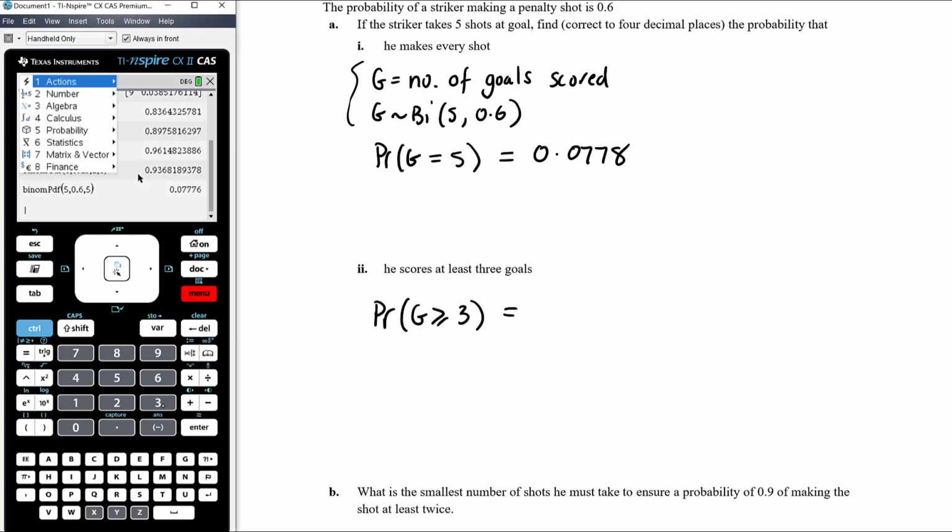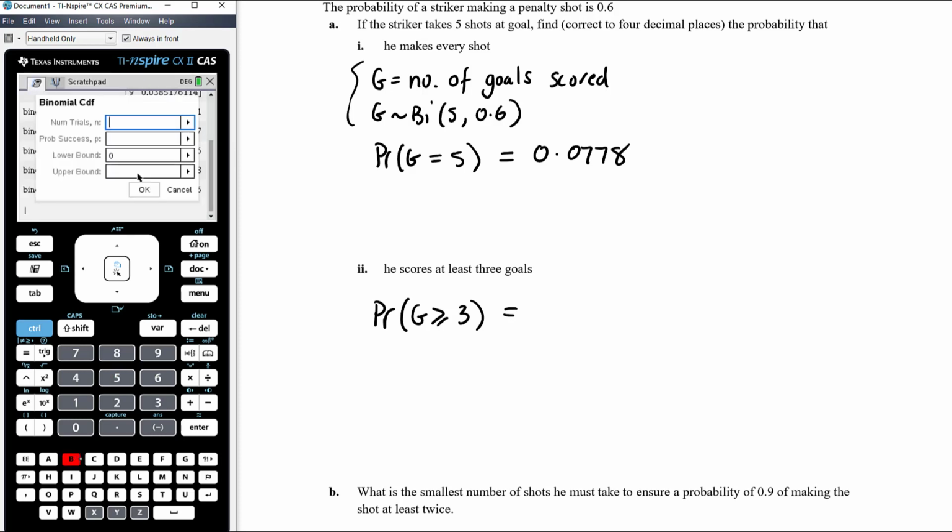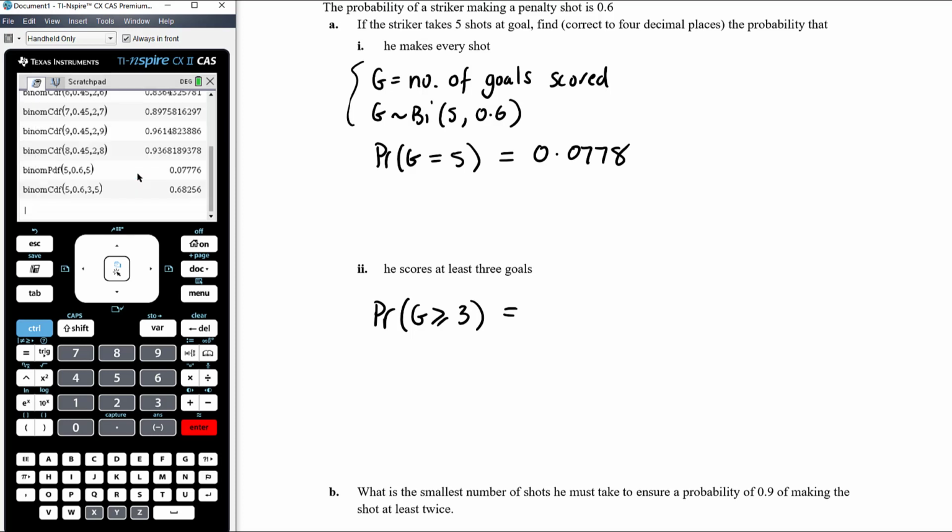Okay, so menu 5, 5, B this time for binomial CDF. Number of trials is 5, probability of success is 0.6. Lower bound in this case is 3 and upper bound is 5. We're taking 5 shots and we want to score at least 3 goals, so 3, 4 or 5 goals. Enter. So probability correct to 4 decimal places is 0.6826. Pretty good probability of scoring at least 3 goals.